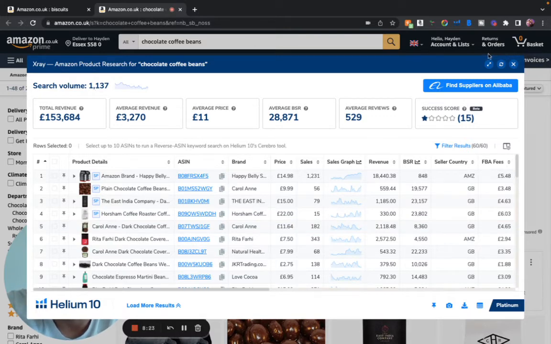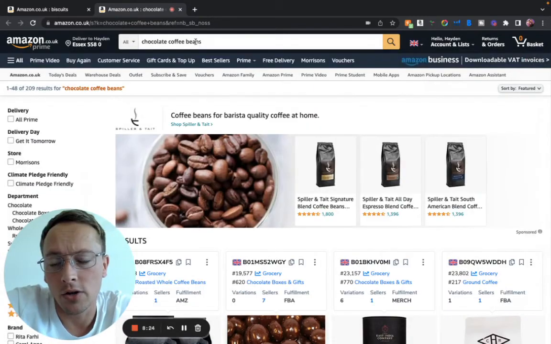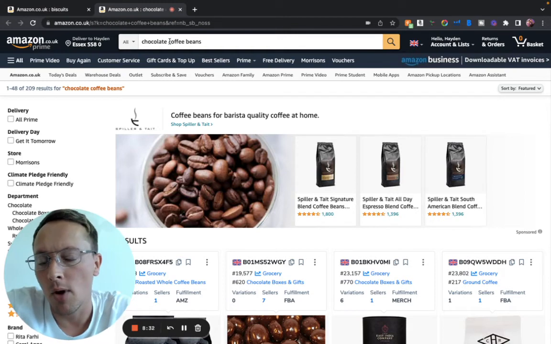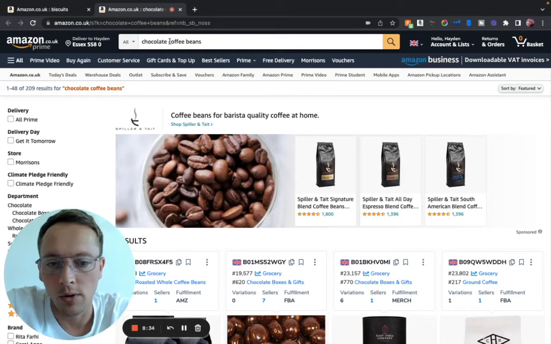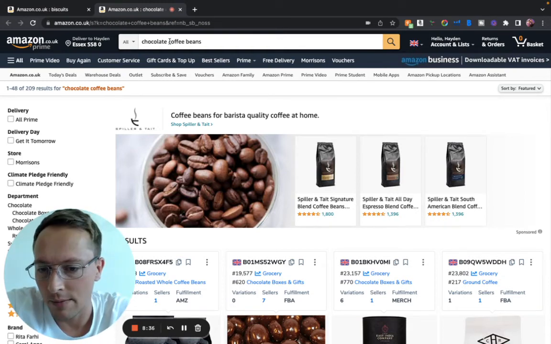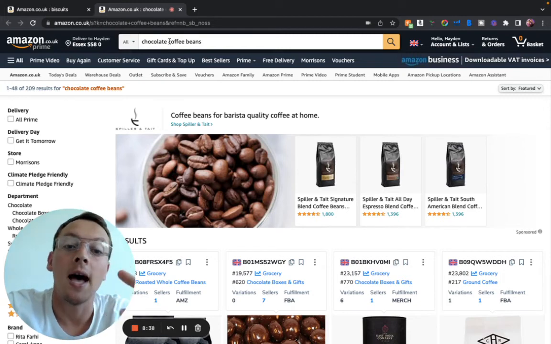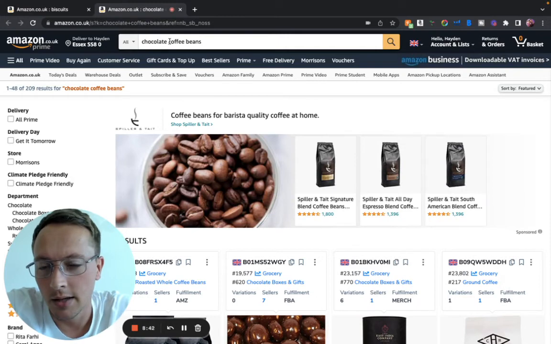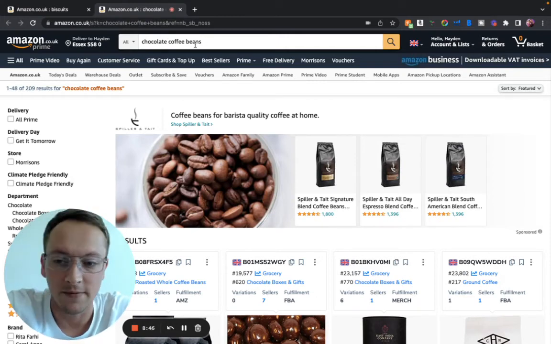So you might have to go back here. You might have to go back to this and look for other things. So we've got chocolate coffee beans there, which seems to be quite a nice little niche. But you might want to just type in coffee beans, for example, and then start looking for loads of different keywords that might get the customers to buy your product. So if you're selling chocolate coffee beans, you might be able to have keywords that are just coffee beans, or chocolate coffee beans for kids, or something like that.